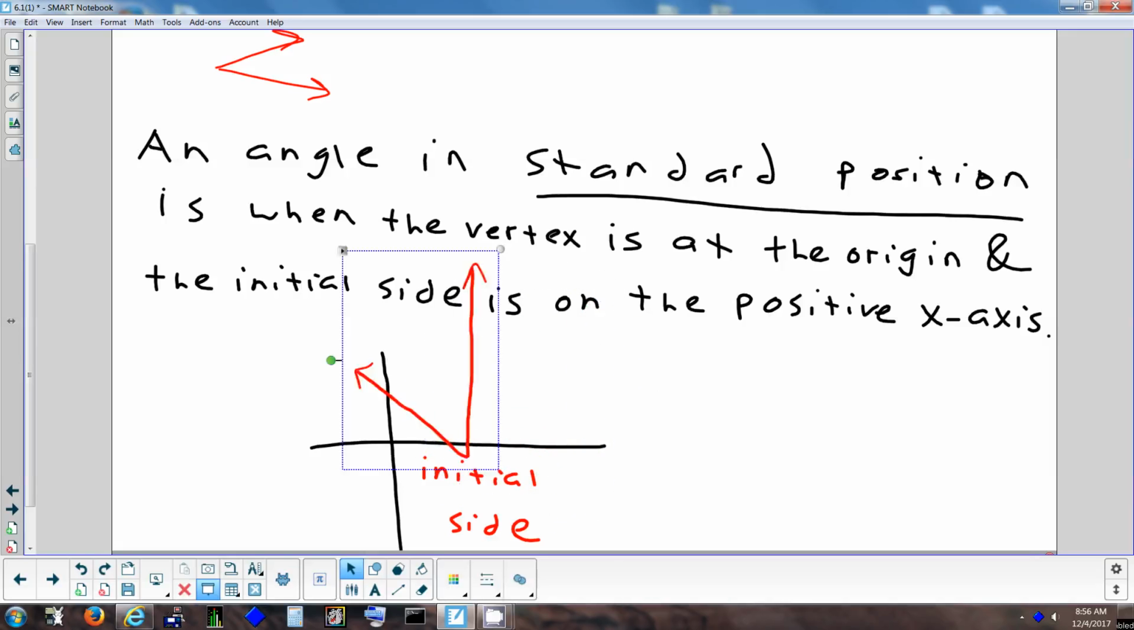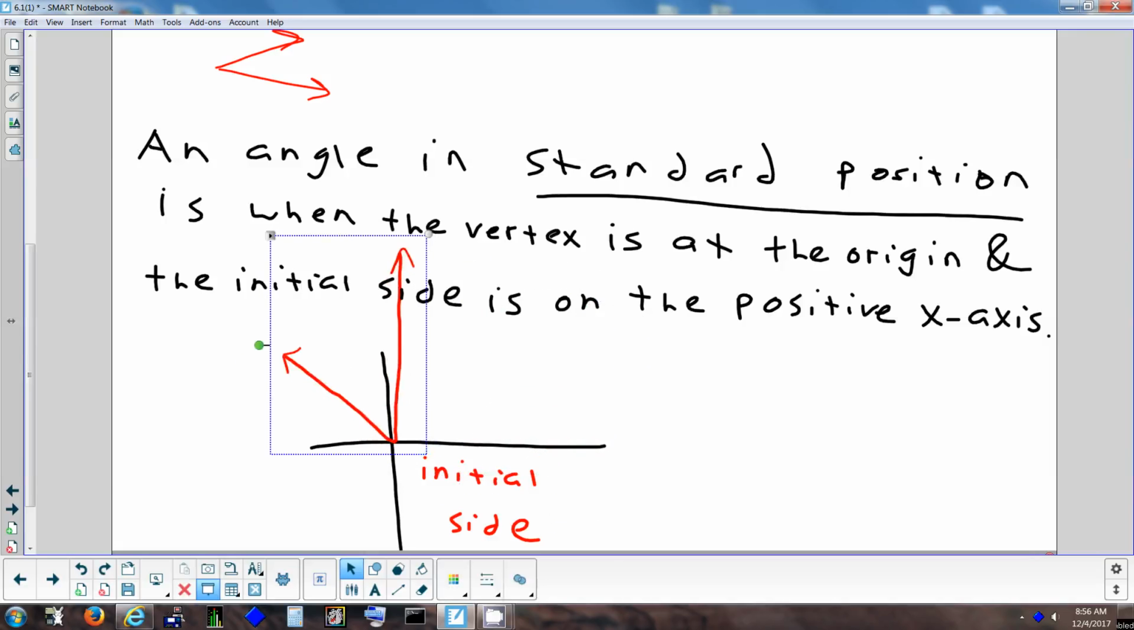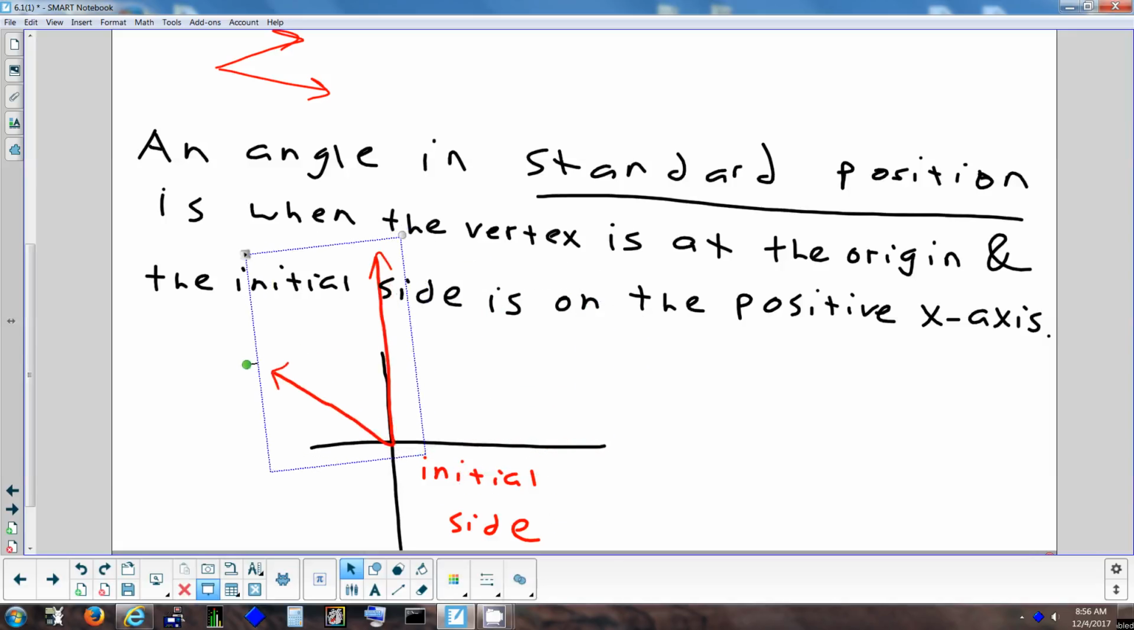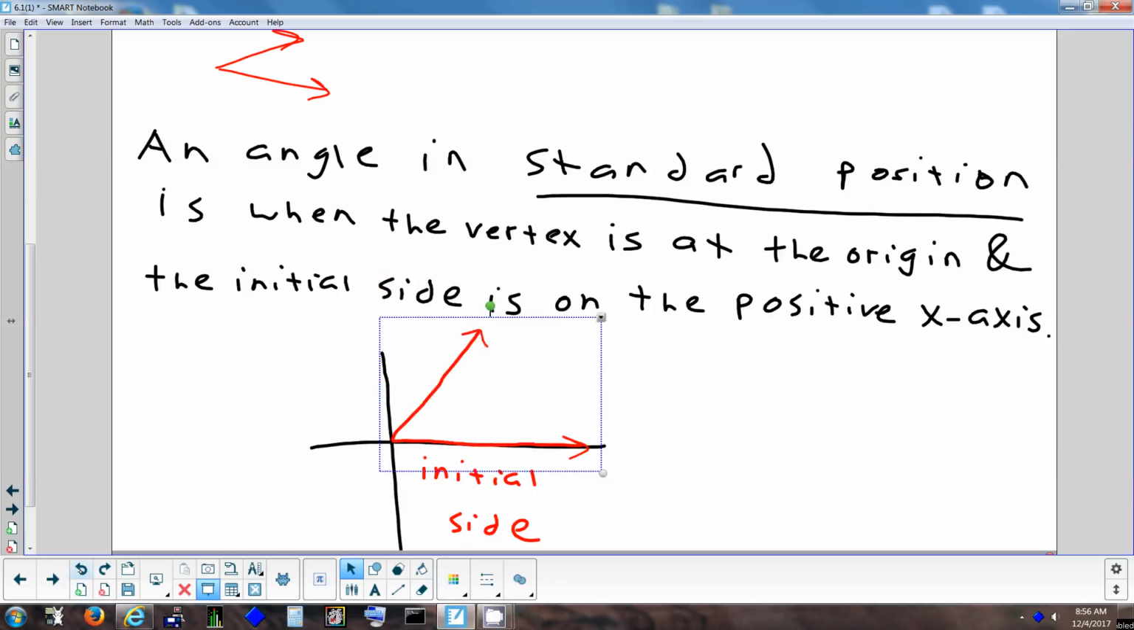And if I did something like this, how about now? Is that angle in standard position? No. Why not? Because it's on the negative x-axis. So why isn't it in standard position? Because it's not on the positive x-axis. Right, the initial side is not on the positive x-axis. Now the initial side is on the positive y-axis. That's not where it needs to be.